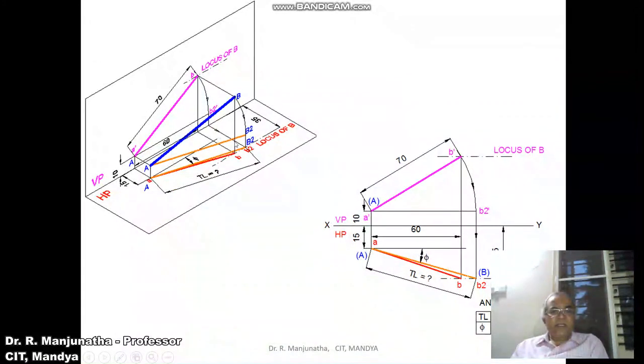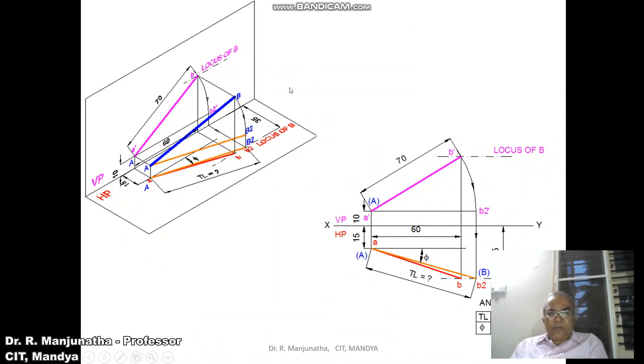And when it is projected, it is going to be projected onto the locus of B in the top view, which is small AB2. So this is going to be the true length. The inclination made by that line with respect to VP is called phi. We can see here that is what we have shown in the orthographic view. When the front view line is rotated and made parallel to HP, you are getting the true length in HP. So this is how you will be able to analyze this problem stepwise.